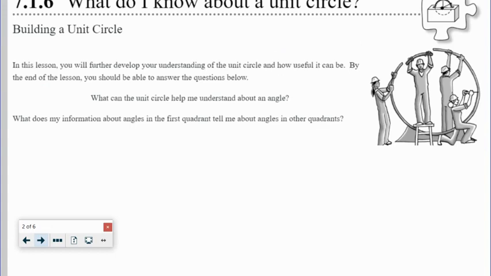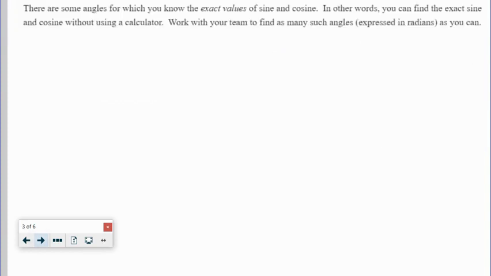What can the unit circle help me understand about an angle? And what does my information about angles in the first quadrant tell me about angles in other quadrants? We kind of talked about this already as far as reference angles, so that's going to come back today as well. Okay, so let's go ahead and look at 86.